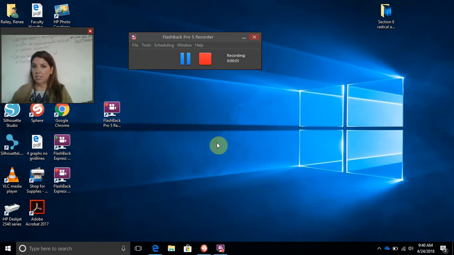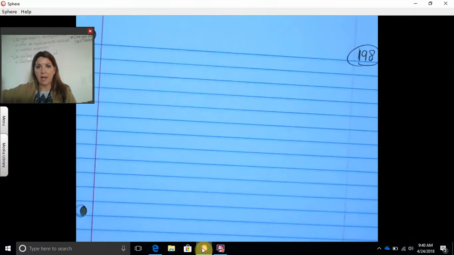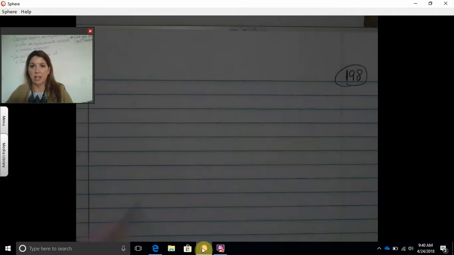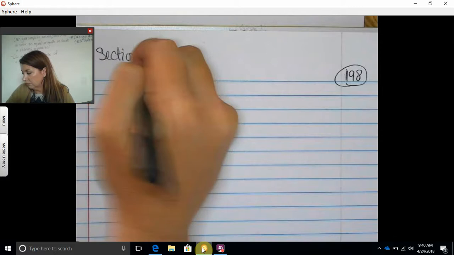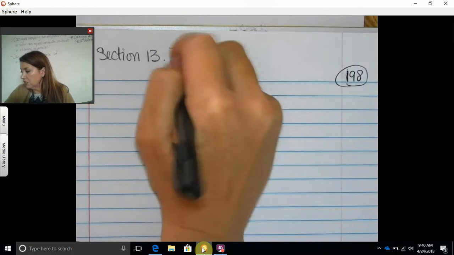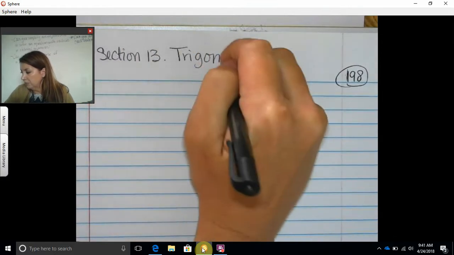So today we're starting section 13. And again, I'm not really going by the topics in Algebra Nation. But if you need some extra resources, if you'll ask me what you're having struggles with, I can refer you to the section in Algebra Nation that you should look at. So the whole section 13 is called trigonometry.